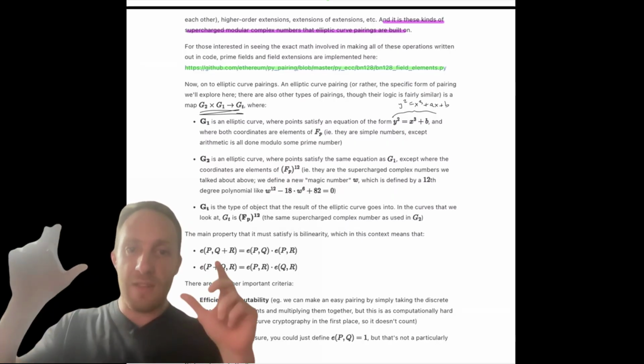I actually don't know. And then G2: when we continue, G2 is an elliptic curve where points satisfy the same equation as G1, except the coordinates are elements of Fp12. So G1 is, let's say, Fp2, right? There's two elements of Fp. It's a two-dimension curve. G2 is an Fp to the 12. And GT is the type of object the result of the curve goes into. For the curves that we look at, GT is Fp12. Oh, interesting, I actually did not know this. So, okay, I guess they are the same dimension.